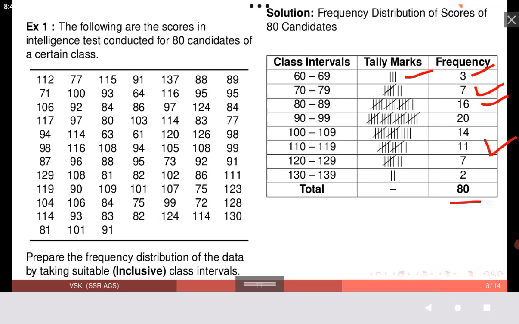So it's very easy. First of all, decide the class interval, then write tally marks, and counting these tally marks, we'll write the frequency. How are we writing tally marks? We identify, for example, 103. 103 will come in this class interval. For that, we will write a vertical line.